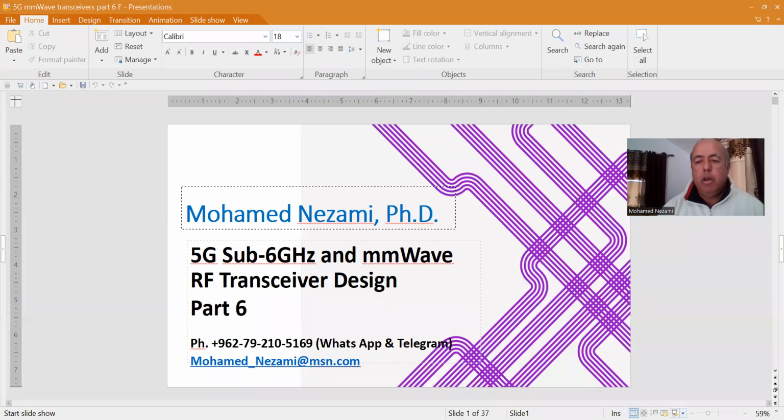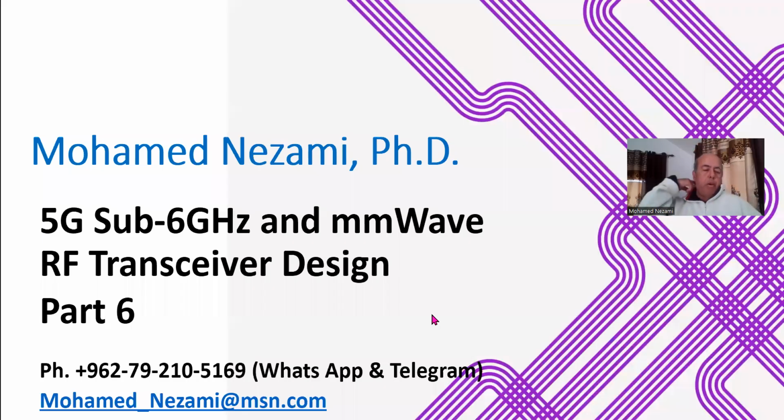Today we're going to finish by looking at the design and analysis of the 28 gigahertz or millimeter wave transceiver. The difference between the sub 6 gigahertz 5G small cell transceivers and millimeter waves is that they both have MIMO, but the sub 6G does not have beamforming. The millimeter wave is the one that has beamforming and beam steering capabilities.